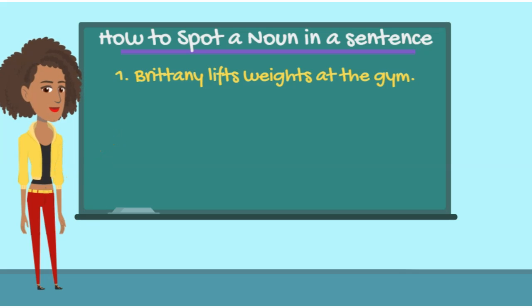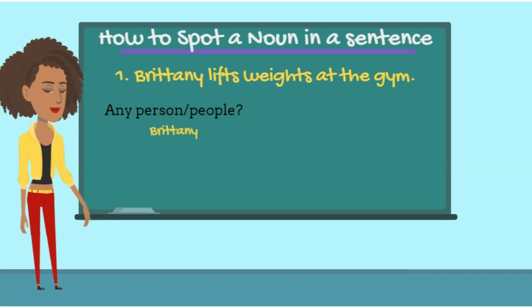Brittany lifts weights at the gym. Simply ask yourself first, is there a person or any people in this sentence? Yes, Brittany. Brittany is a person. Second, we ask ourselves what words in the sentence are places. You got it. Gym is a place.